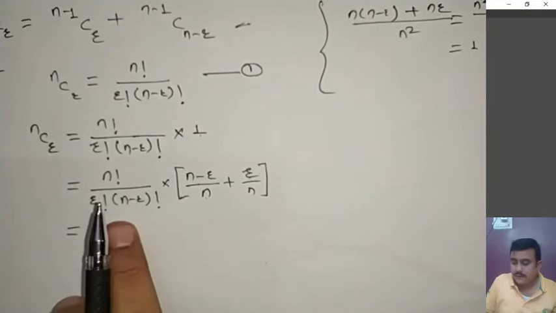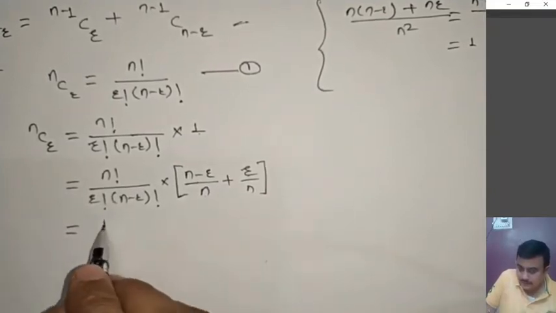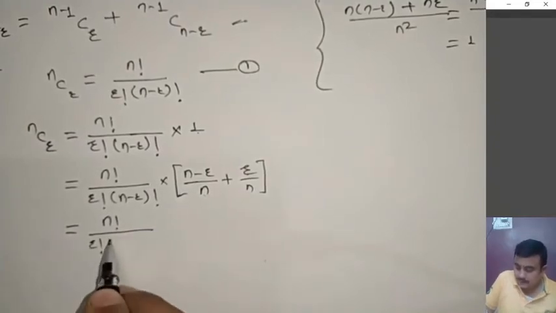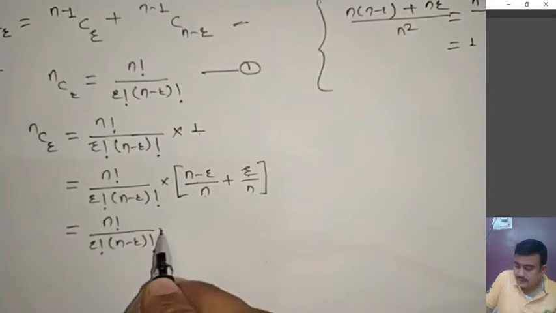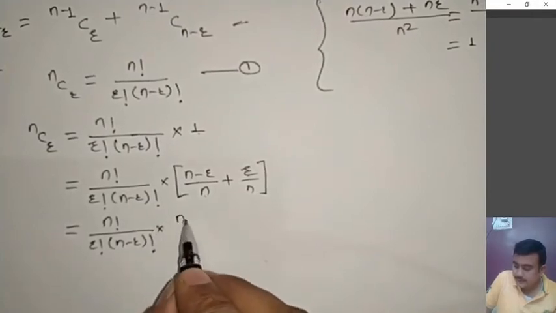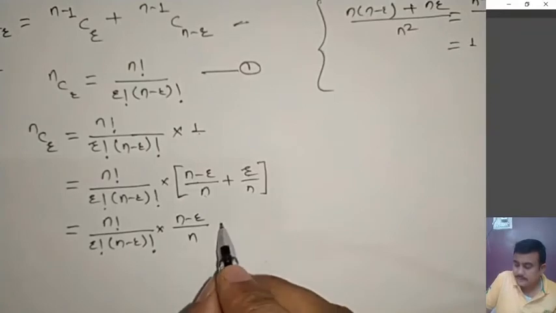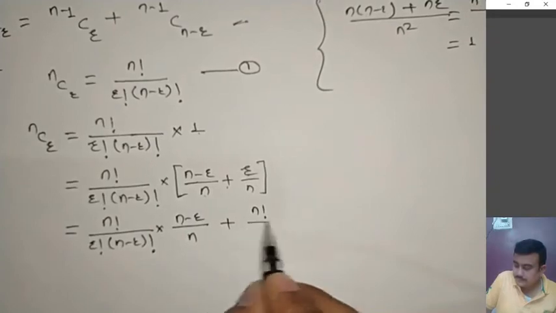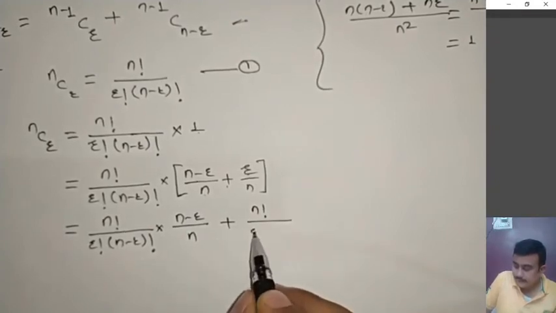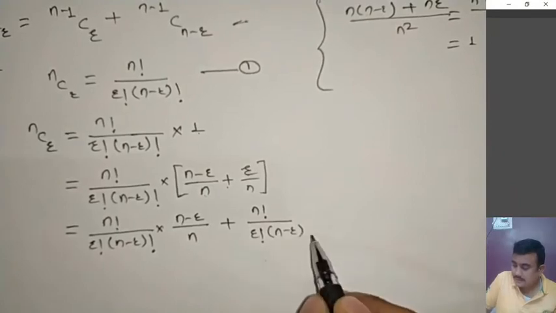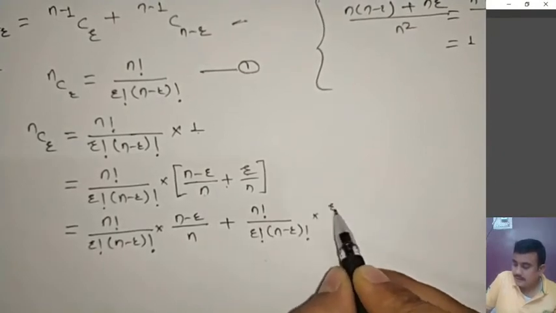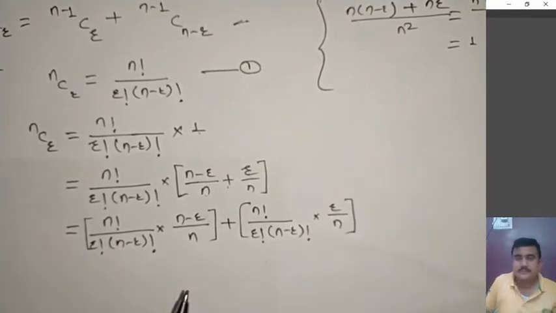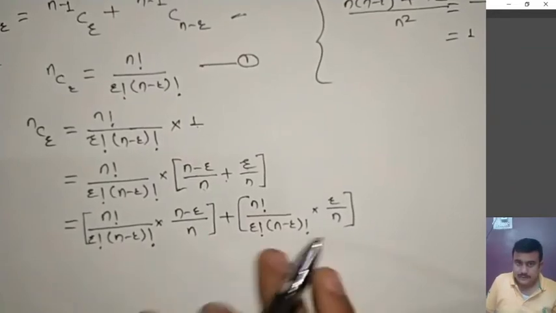Now we will multiply this value to this bracket. We get n factorial divided by r factorial in bracket n minus r factorial multiplied by n minus r divided by n, plus again n factorial divided by r factorial in bracket n minus r factorial multiplied by r divided by n. Now we get these two separate brackets. Now we will solve these brackets.